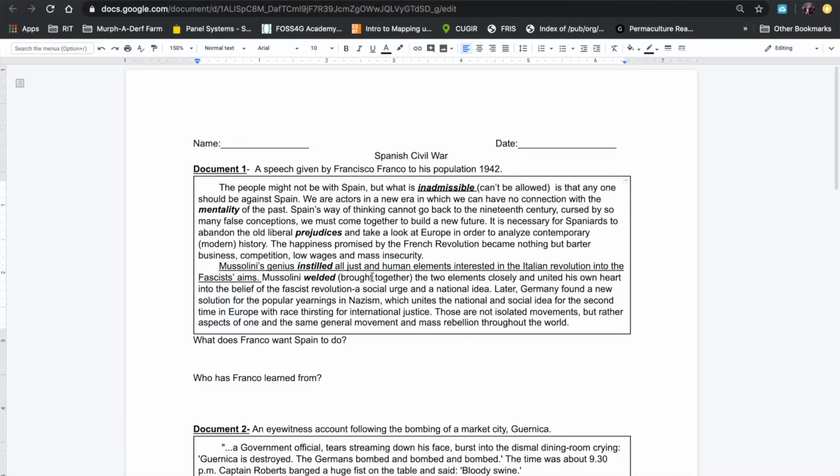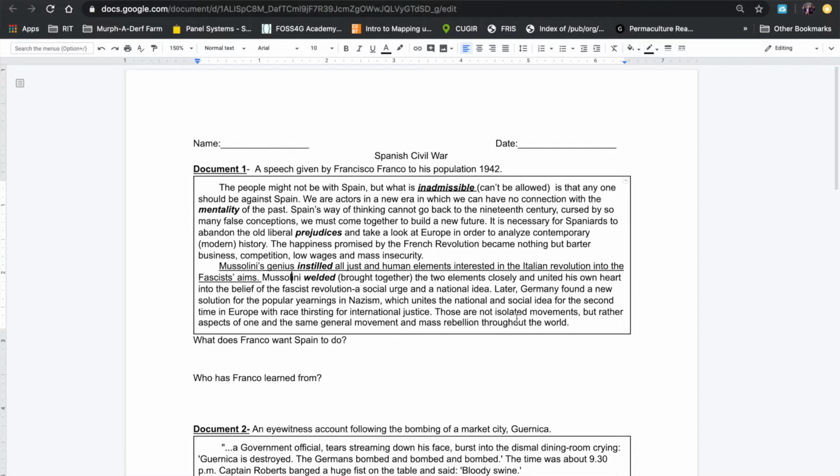Mussolini welded or brought together the two elements closely and united his own heart into the belief of the fascist revolution, a social urge and a national idea. Later, Germany found a new solution for the popular yearnings in Nazism, which unites the national and social idea for the second time in Europe with race thirsting for international justice.